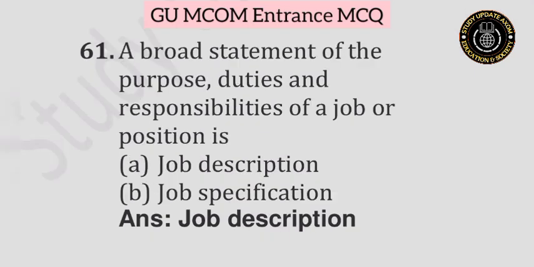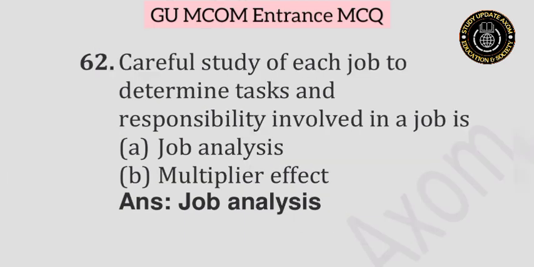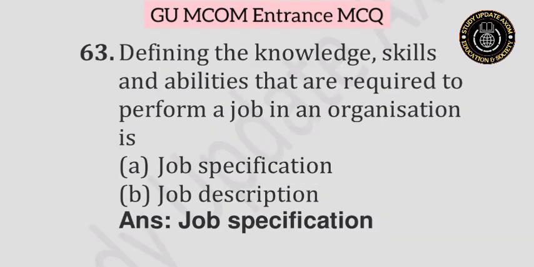Question number 61. A broad statement of purpose, duties and responsibilities of a job or position is. Option A. Job description. Option B. Job specification. Answer is job description. Question number 62. Careful study of each job to determine task and responsibility involved in a job is. Option A. Job analysis. Option B. Multiplier effect. Answer is job analysis. Question number 63. Defining the knowledge, skills and abilities that are required to perform a job in an organization is. Option A. Job specification. Option B. Job description. Answer is job specification.